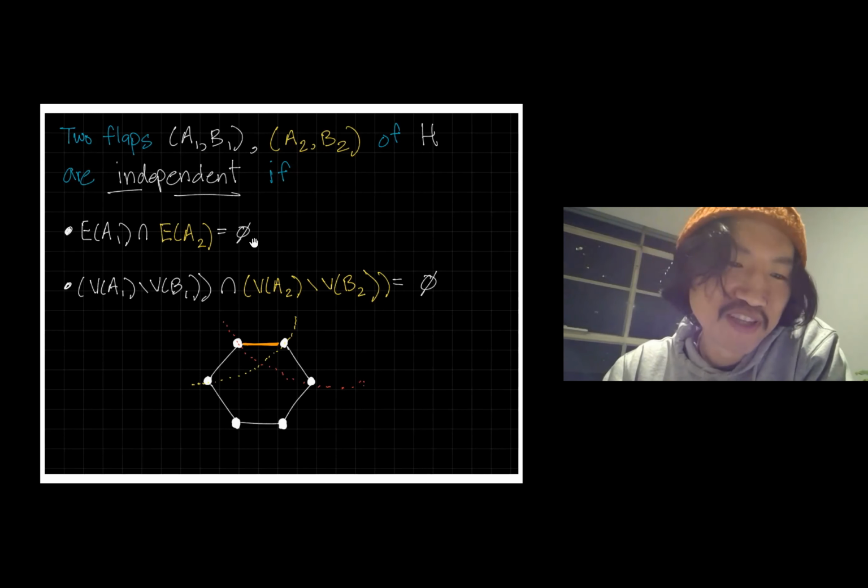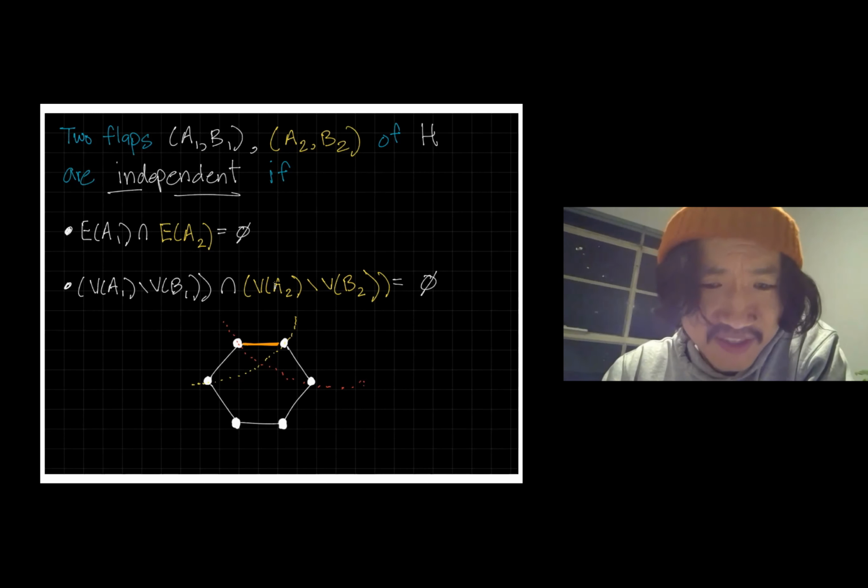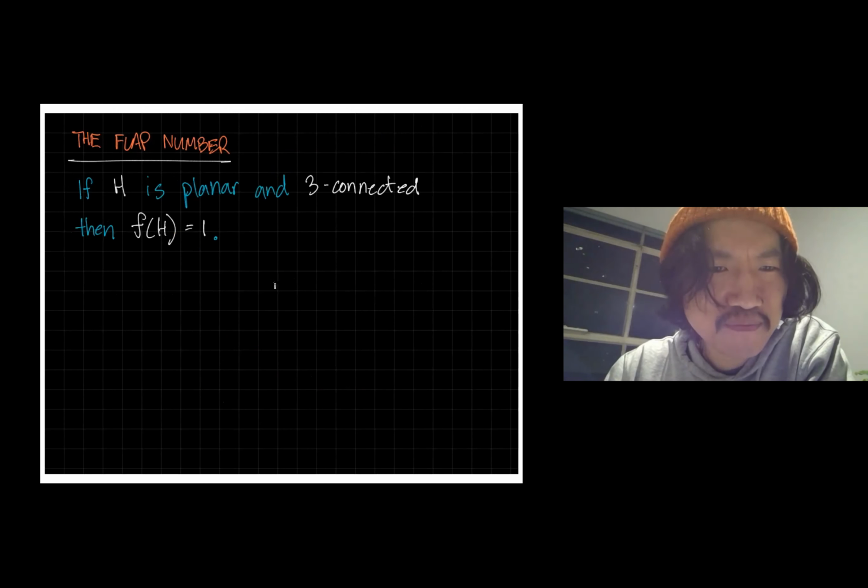So you really need both of these properties, and they're exactly the properties you need to prove the lower bound. So okay, so here is the flap number.